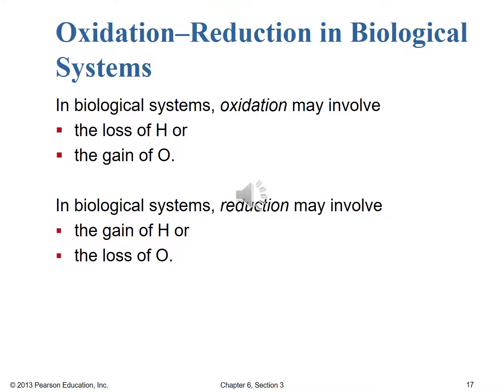For reduction in biological systems, typically it's the opposite. It's either the gain of hydrogen or the loss of oxygen, or both of those processes happening for the reduction half. Now, of course, the definition is still the same. Oxidation involves the loss of electrons, reduction involves the gain of electrons, but whereas in pure chemical systems, we tend to deal with elements going to compounds, in the case of biological systems, it tends to be compounds remaining compounds, but forming new and different compounds, typically by the loss or gain of hydrogen or oxygen.